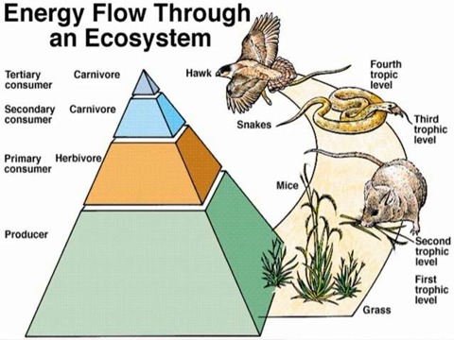A trophic level consists of those organisms in the food chain that are the same number of steps away from the original source of energy. I hope you have understood what is food chain and how energy flows in an ecosystem.